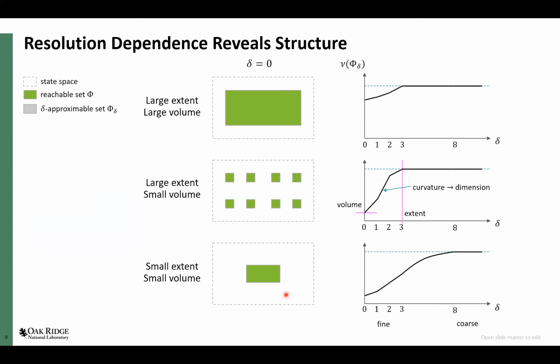And so for these three different categories, we get three different looking curves. And there are three notable features. The first is, at what resolution does your volume start to drop off? And that tells you about the extent of your set of states. Then you can look at how rapidly it drops off. That tells you the curvature, which tells you about the dimensionality of your set of states. And then for very small values of delta, where that intersects starts to approach the actual volume of your set of states. And so by looking at the shape of this resolution dependence, that can tell us about the structure of the set.